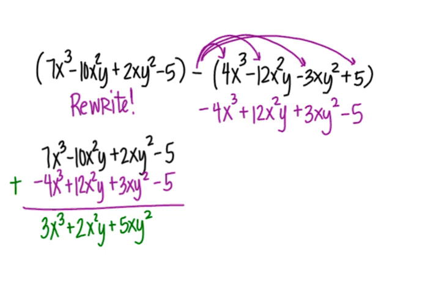And on the end, they don't cancel out. They have the same sign, so I'm going to add and keep the sign. So my final answer is 3x cubed plus 2x squared y plus 5xy squared minus 10.